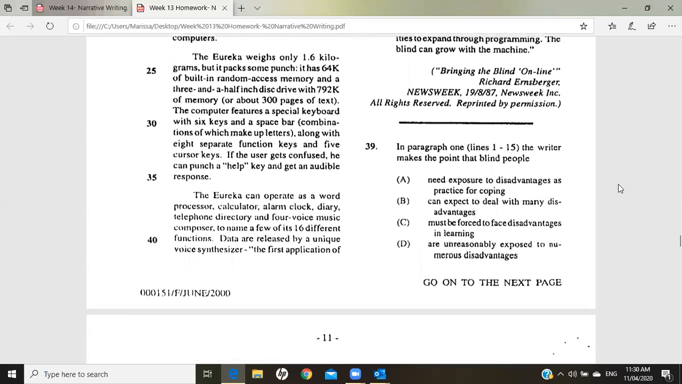So 39 says in paragraph 1, the writer makes the point that blind people are what? Anybody knows? What point does the writer make about blind people? That they're what? A. 39, yes, A. That they need exposure to disadvantages as practice for coping.